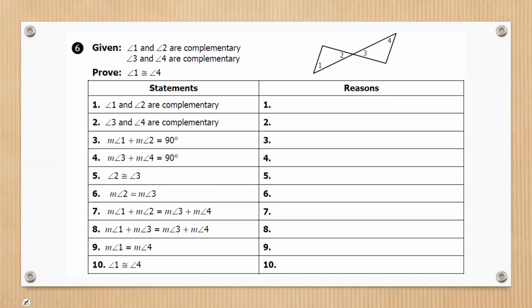Angle 1 and angle 2 are complementary. Given. Angle 3 and angle 4 are complementary. Given. Here's our vocabulary word, complementary. What does complementary mean? It means they add up to 90. That's exactly what we're seeing here in step 3 and 4. Angle 1 and 2 are complementary, which means they add to 90. So this is the definition of complementary.